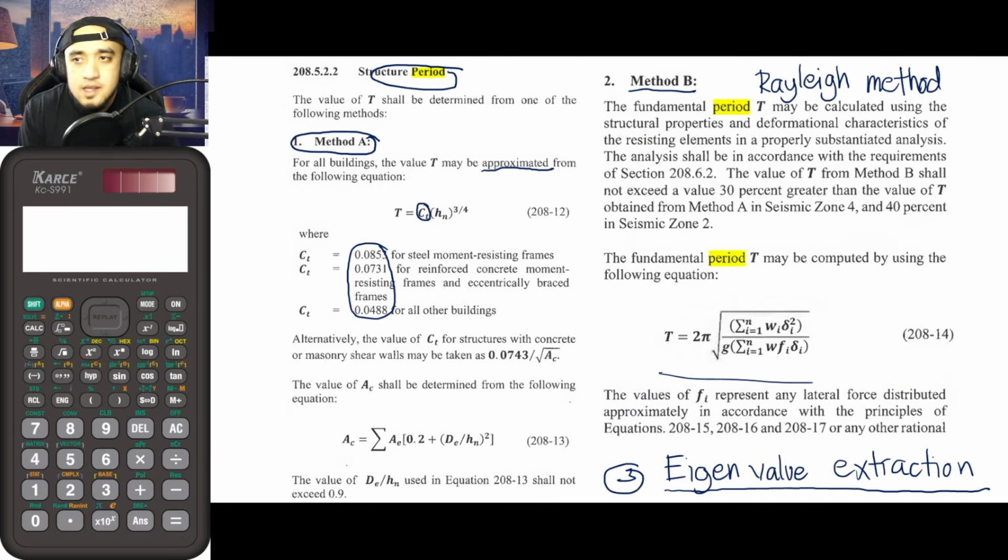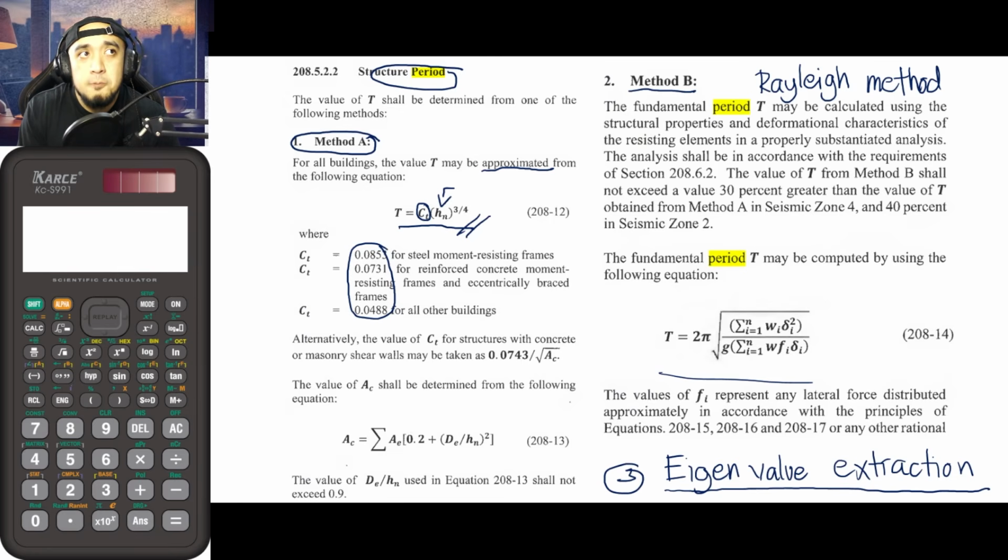And HN is the height of the building. Okay? So CT times HN raised to 3/4. As you can see, those are the only two values here, only one being the variable. So ito lang po yung nag-vary, which is HN.